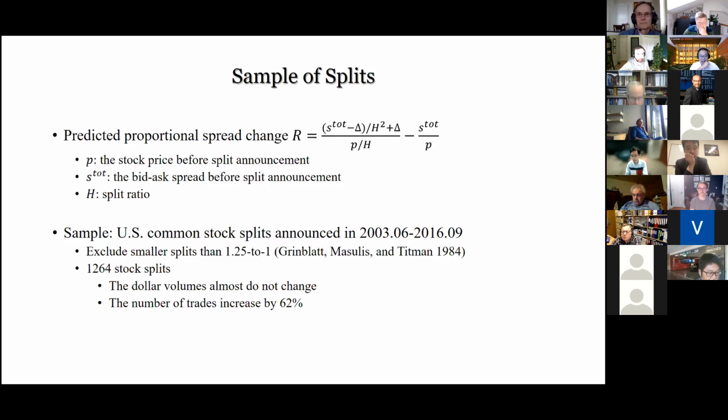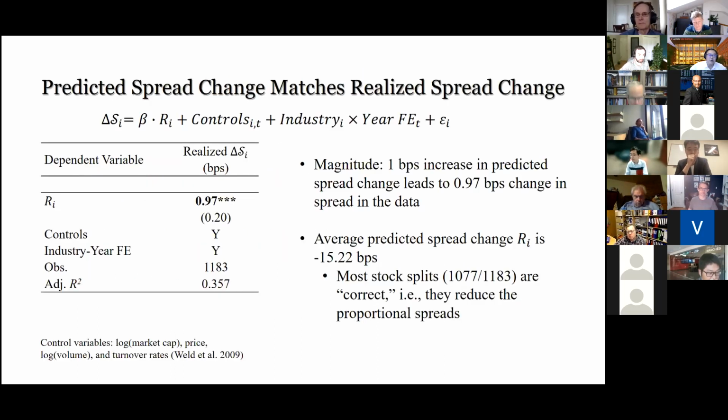Then we have a sample of US common stock split announcements from 2003, which is after decimalization, to 2016. We exclude stock splits smaller than 1.25 to 1. So then we have 1,264 stock splits. And you run this regression.